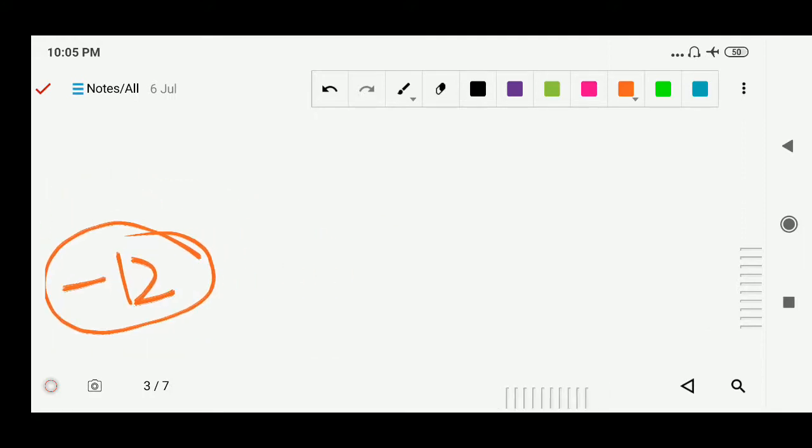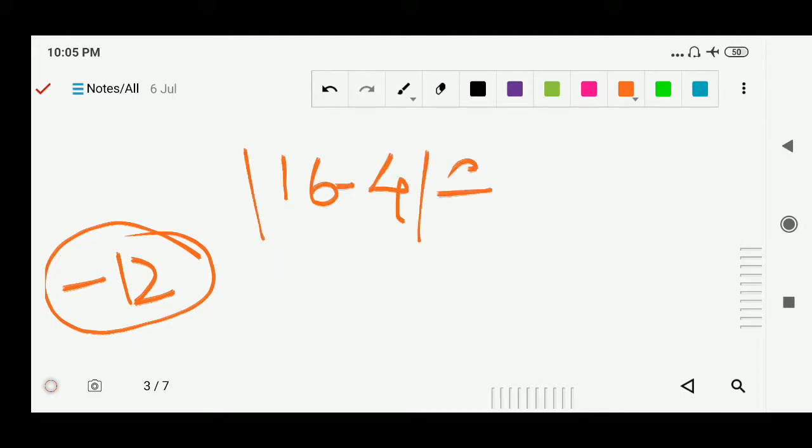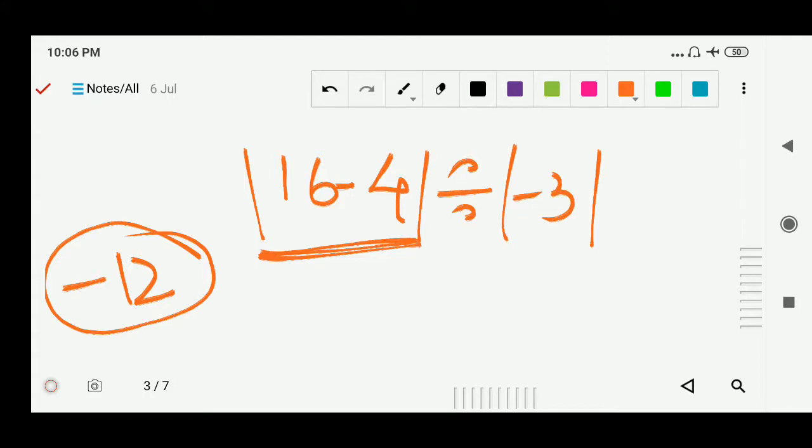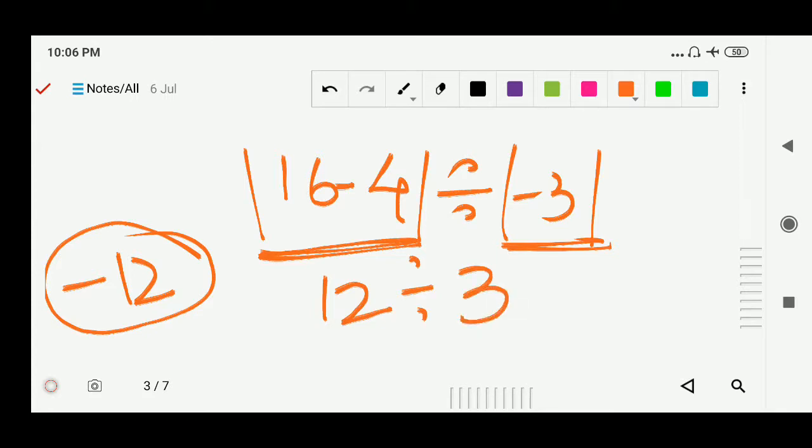Okay, next we will do question number 7. Question 7 is 16 minus 4 inside mod divided by minus 3. What can we do? First of all do this one, 16 minus 4, which is 12, divided. So here is minus 3, we will come out from the mod, so it will be 3, divide, you will get 4. That is the answer.